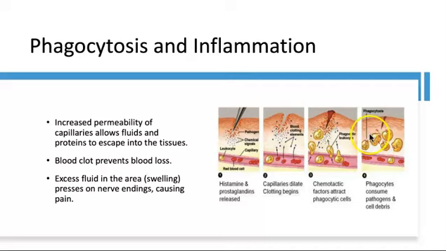Now, because we have so much excess fluid within this area, we're going to have some swelling take place. And within our skin, we have free nerve endings. And with all the fluid kind of pressing upon those free nerve endings, that is what causes the pain.